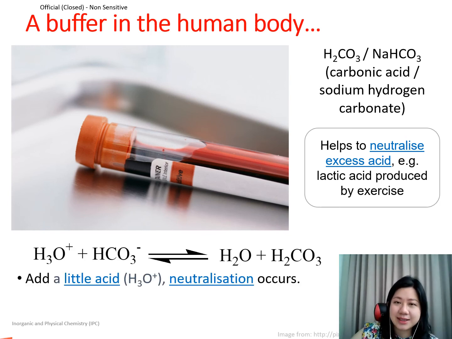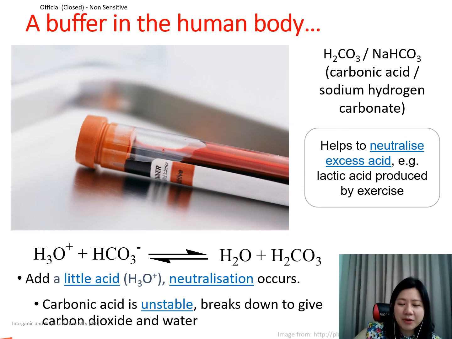H2CO3 is a weak acid, and HCO3- is its conjugate base. Any excess acid is removed through neutralization by HCO3- to form carbonic acid. Carbonic acid is unstable and breaks down to form carbon dioxide and water.